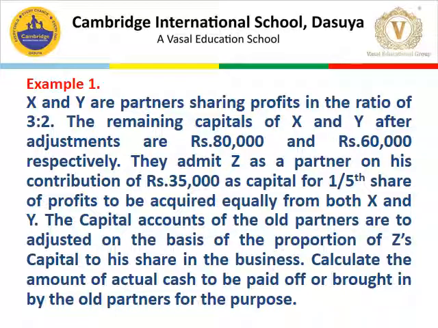Students, in this question, the capitals of old partners are given after all the adjustments, which are 80,000 and 60,000, and the capital of the new partner is also given, which is 35,000. So first of all, we will calculate the total capital of the new firm like the steps given. But first of all, we have to calculate the new profit sharing ratio among the partners.